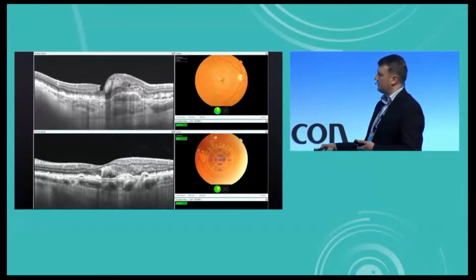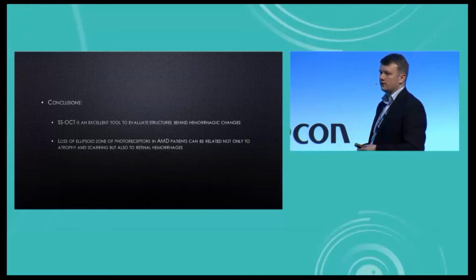And in this other case, there is no ellipsoid zone of photoreceptors at all, but what is pretty amazing for me, there is definitely quite a big hemorrhage, and there is almost no optical shadow at all in this patient. So that's truly nice.